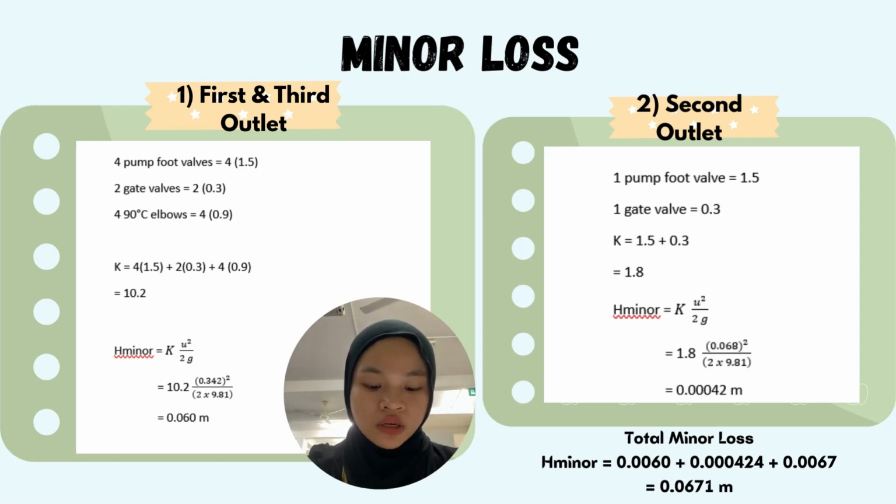And next, for the second outlet, we have 1 pump foot valve and 1 gate valve, and then we will find the K value first, which is 1.5 plus 0.3, and it equals 1.8. For the H minor, we are going to insert the K value, which is 1.8, into the formula. So 1.8 is going to multiply by 0.068 to the power of 2 over 2 times 9.81, and then we will get the minor loss value, which is 0.000424 m.